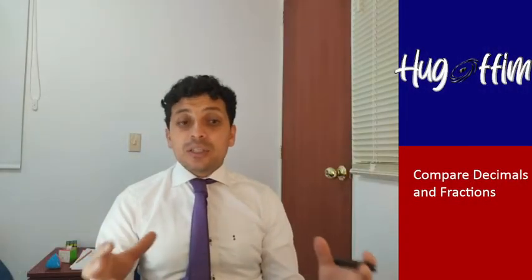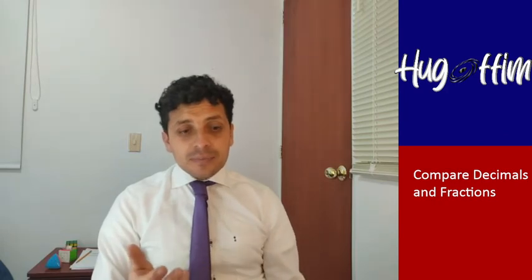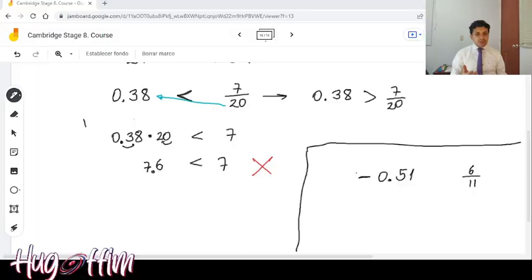And that's it. This is how I use the strategy to compare decimals and fractions, and this is how you can check whether a decimal and a fraction is greater or less than the other. But I prefer that you put both negative, because this is quite simple, right? So I prefer that you put -6/11 and -0.51, because obviously if this is positive, it's going to be greater than the other.